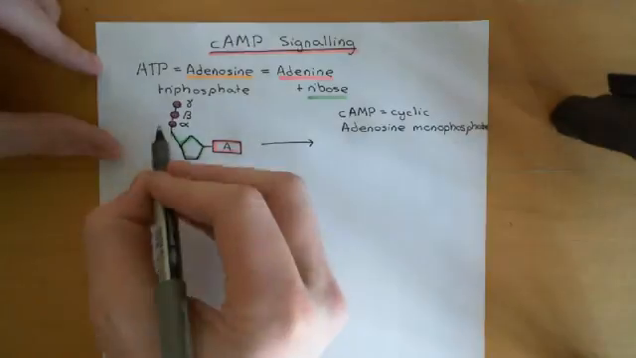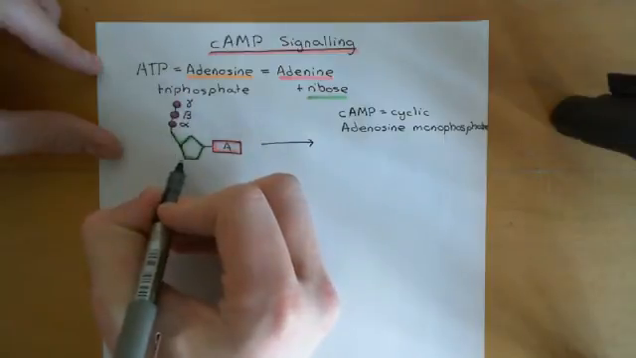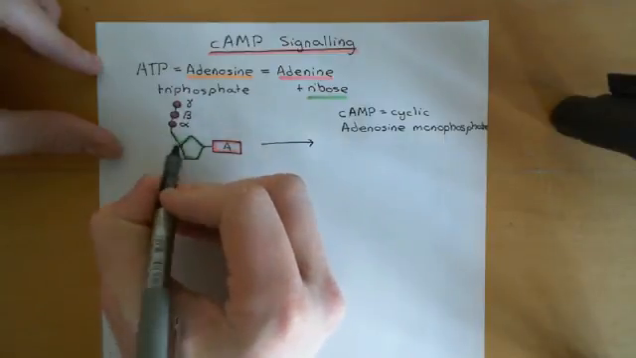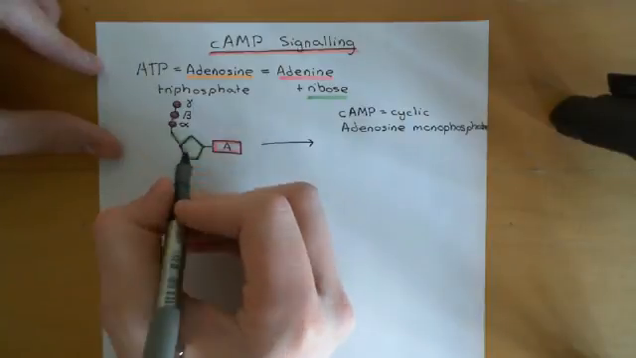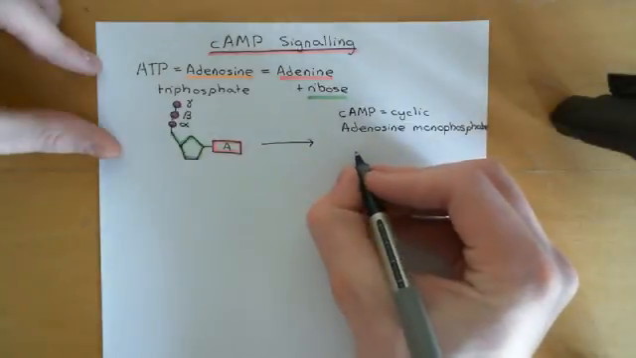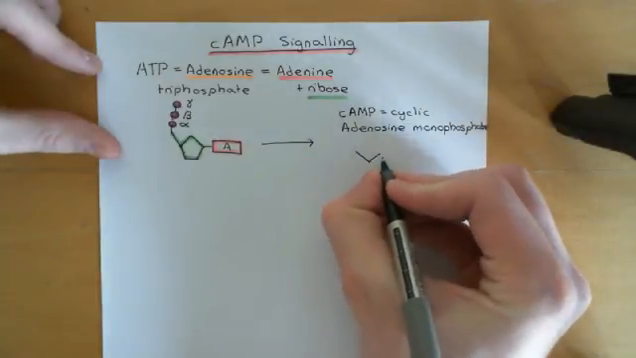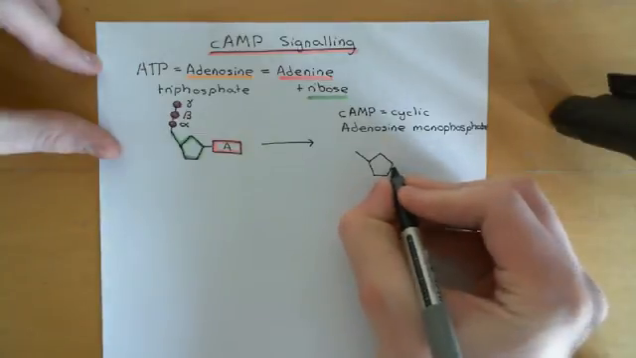So what we're going to do is attach this alpha phosphate group onto the 3rd carbon of the ribose sugar here. We're going to break the bond between the alpha and the beta phosphate, and instead bind the alpha phosphate onto this 3rd carbon, and that will create another cycle in this structure. So let me now show you the structure of cyclic adenosine monophosphate.